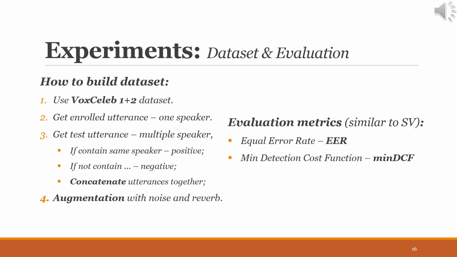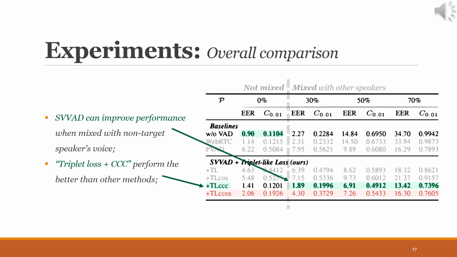The evaluation metrics are similar to speaker verification. Here, we use the EER and mean DCF for evaluation. Here, the big table shows the overall comparison of speaker verification performance using different methods. There are 3 baselines and 4 types of triplet-like losses. We can see that, first, our SVVAD framework can improve performance when mixed with non-target speaker's voice. Second, the triplet loss plus CCC performs better than other methods.